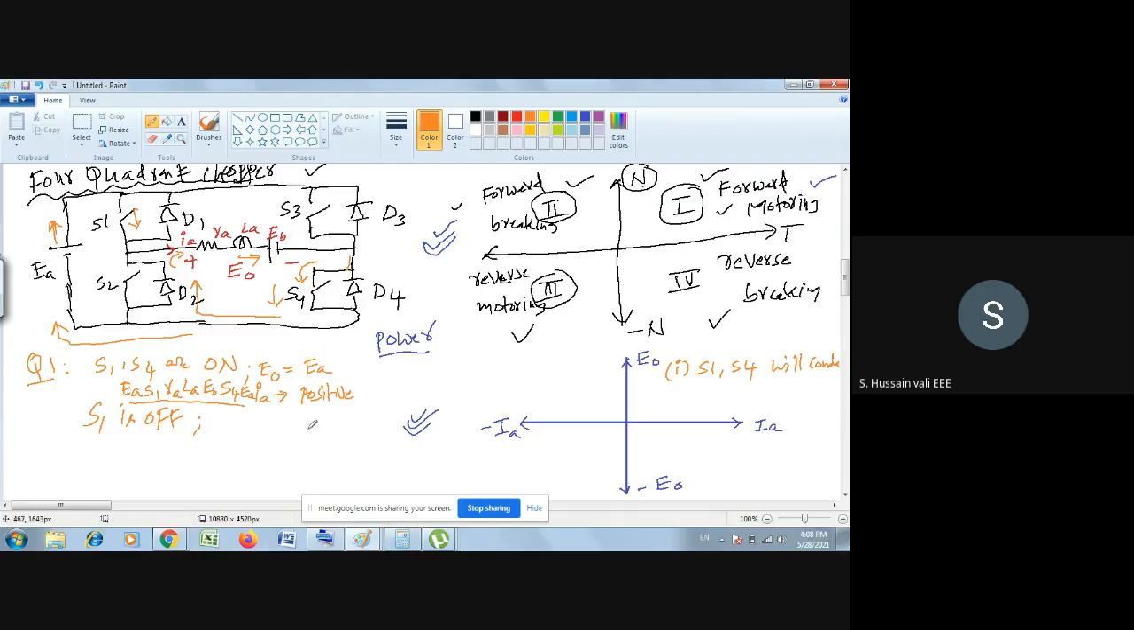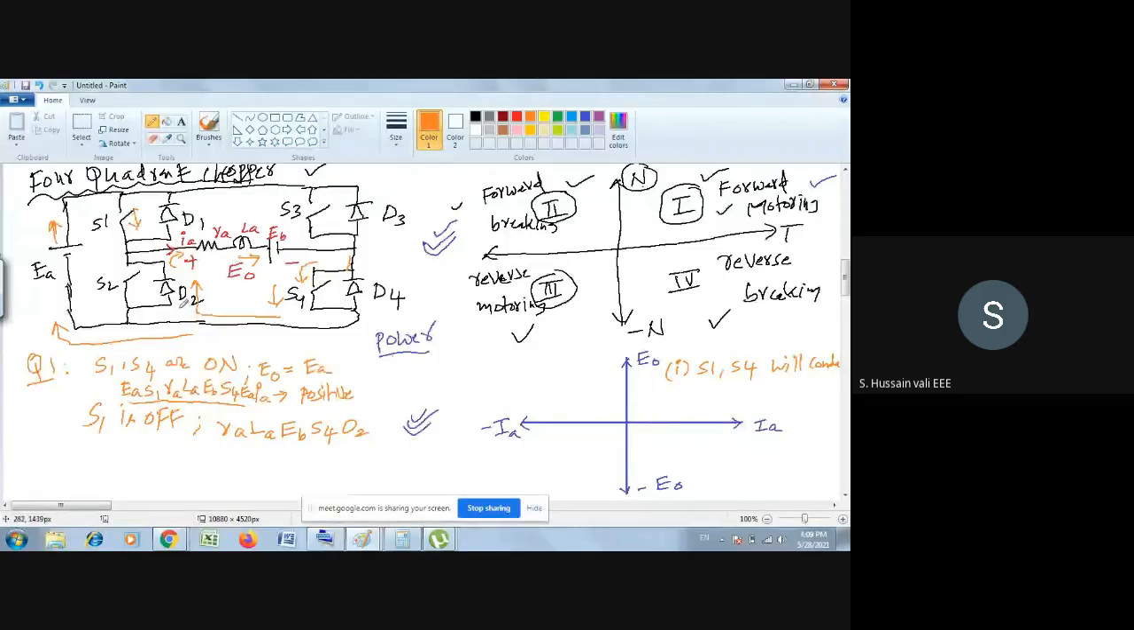Okay. Second one. When S1 is off, what is the closed path? When S1 is off, RA, LA, EB, then S4, then D2. It will force D2. Why will it force D2? Because the current direction has to be in the same direction. So it has only one option. What is the only option left? The option left is through D2 only, not through EA.